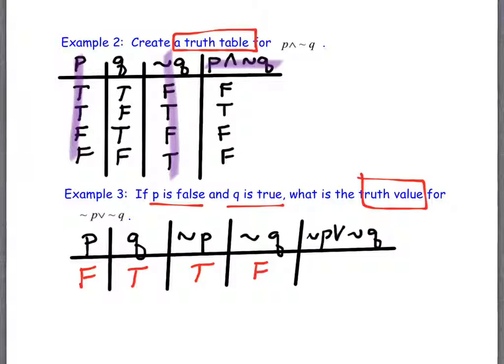If Q is true, what's tilde Q? False, an F, yeah. And so then on the last column, I'm trying to combine the tilde P and the tilde Q. And I'm combining them with an or statement. So what does it take for an or statement to be true? At least one of them true. Do we have that? Yes, so this statement is true.